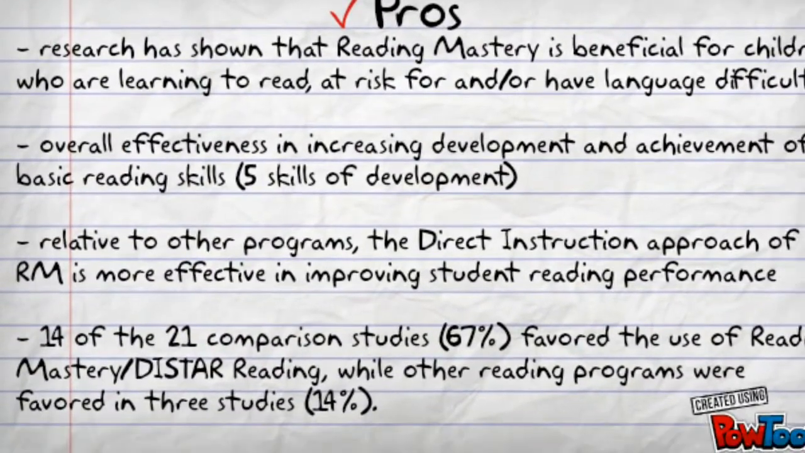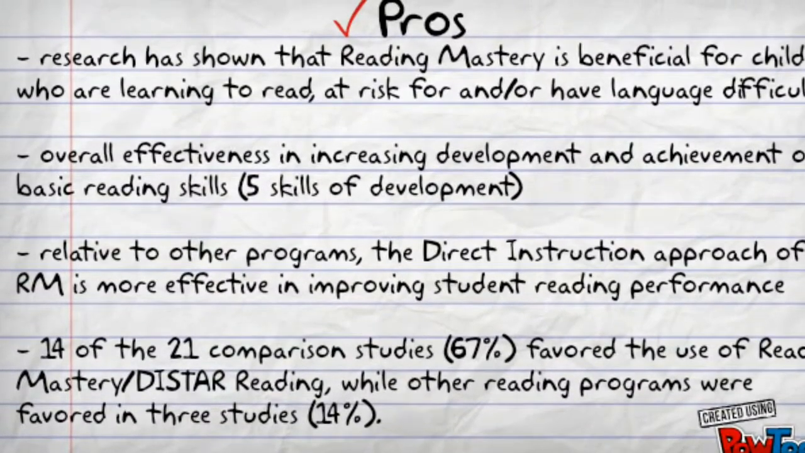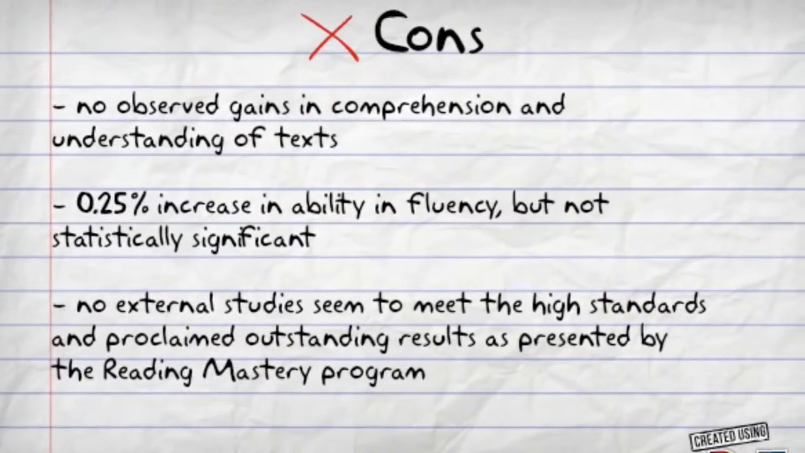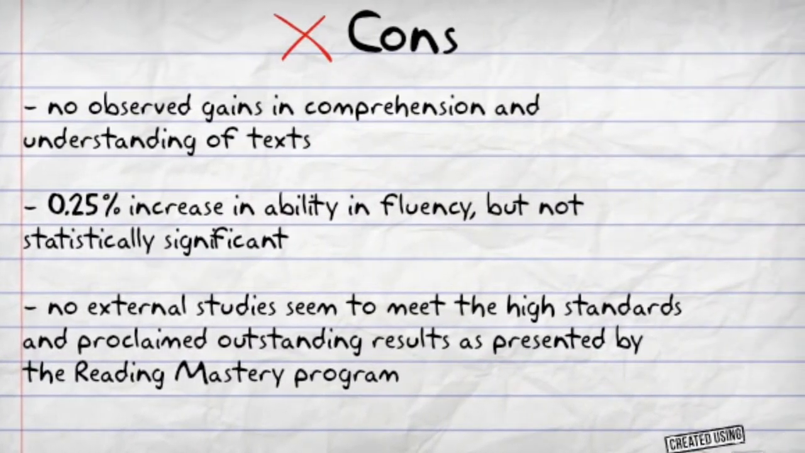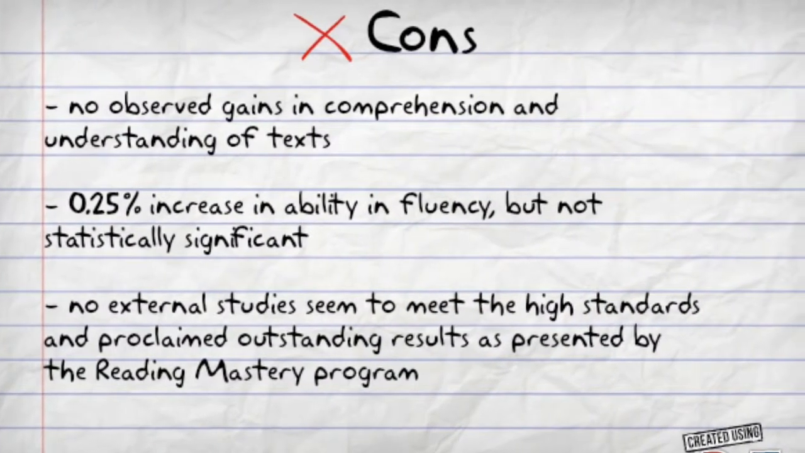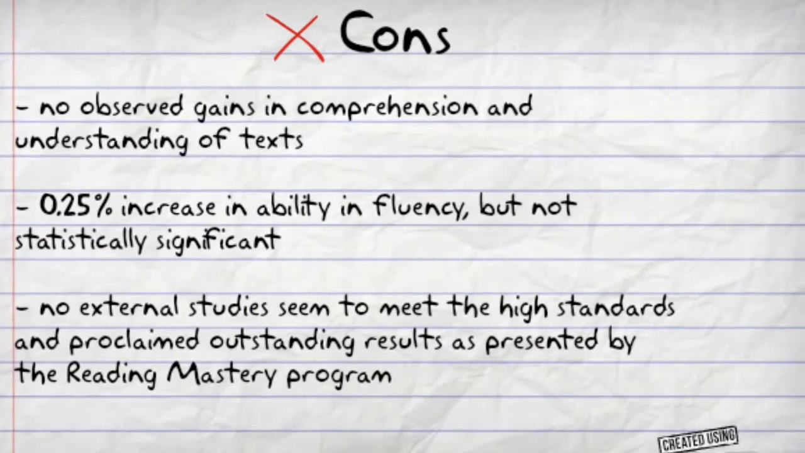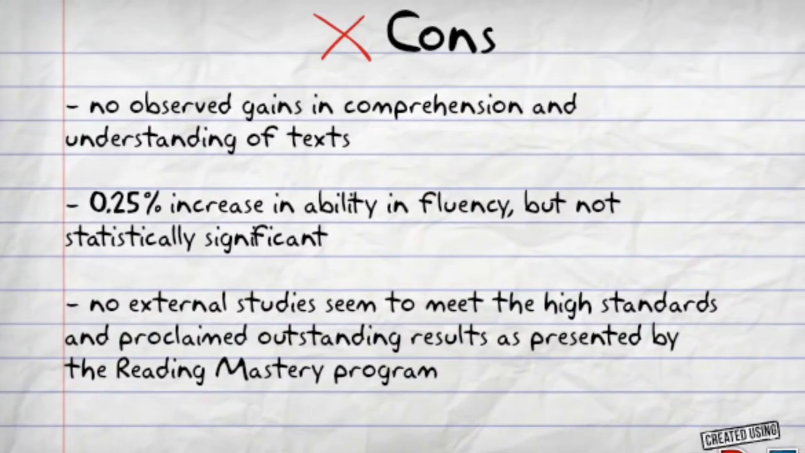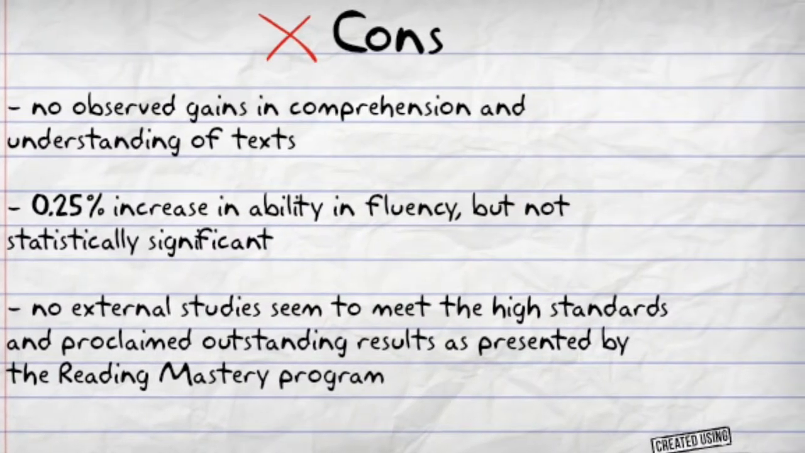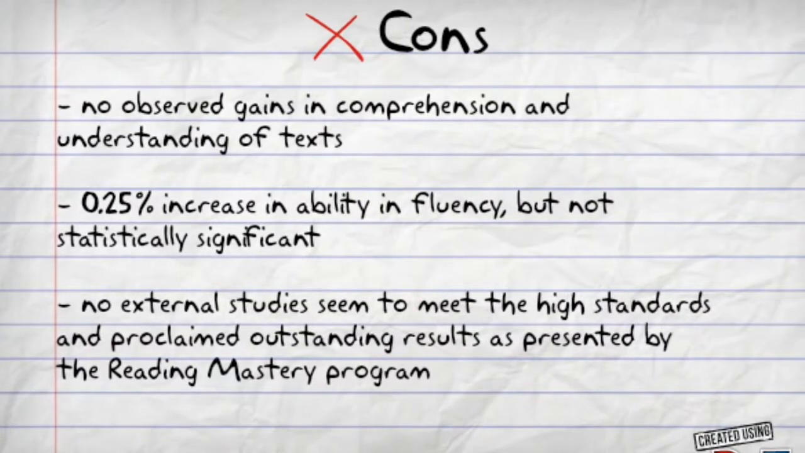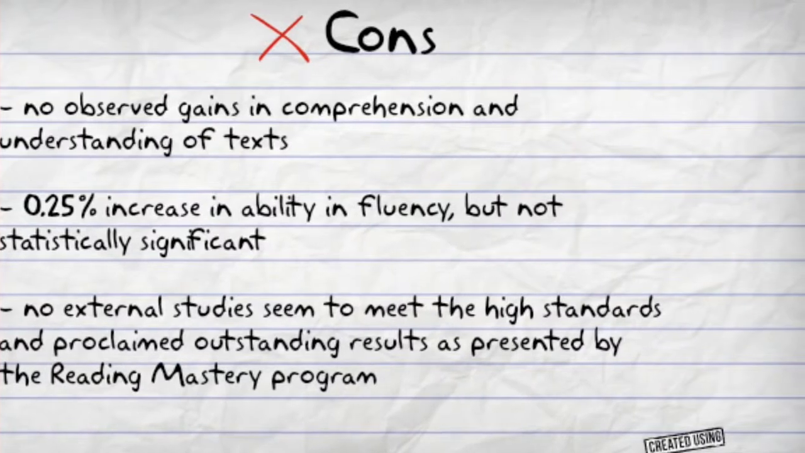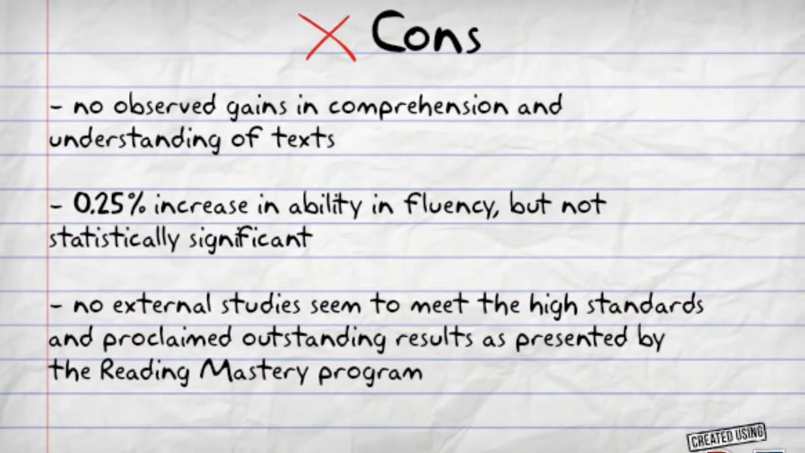According to comparison studies looking at instructional strategies for language, 67% favored the use of reading mastery and DISTAR reading. Despite the evidence supporting reading mastery, this particular instructional strategy has also been proven to be of little benefit to students. There have been no observed gains in comprehension and understanding of text through reading mastery. Moreover, much of the evidence favoring reading mastery is not statistically significant. For example, there was only a 0.25% increase in student ability for fluency. Lastly, no external studies seem to meet the high standards and proclaimed outstanding results as presented by the Reading Mastery program.